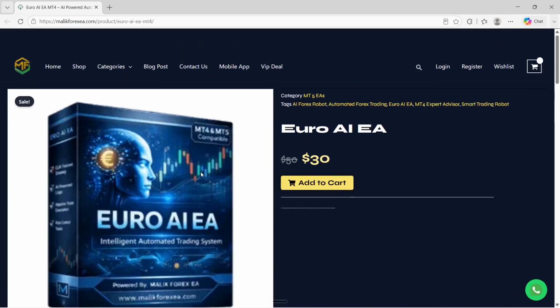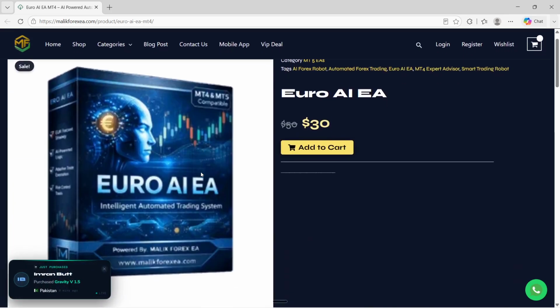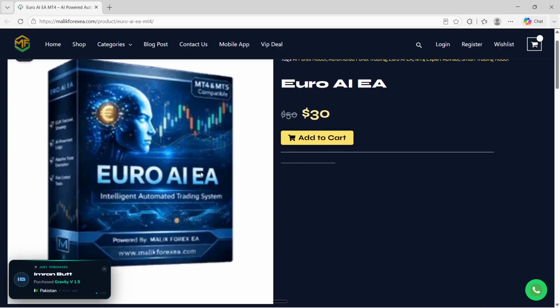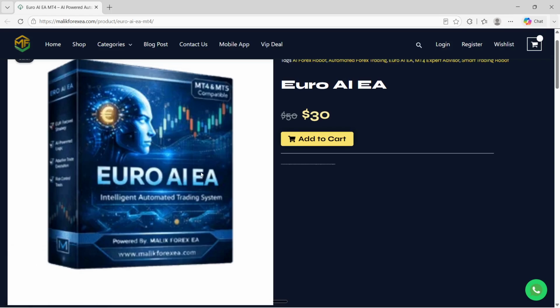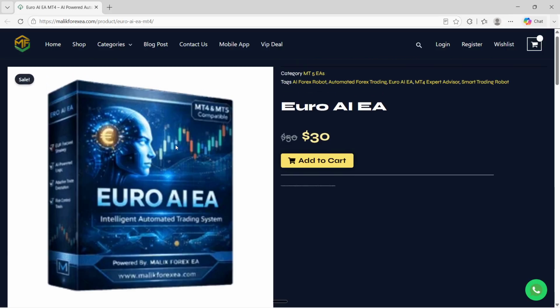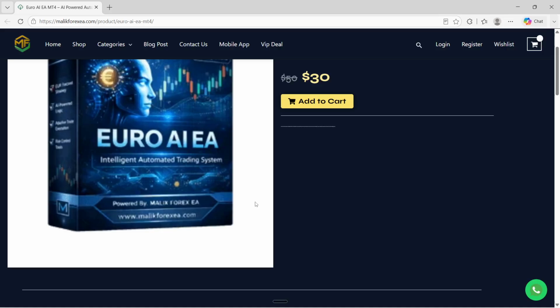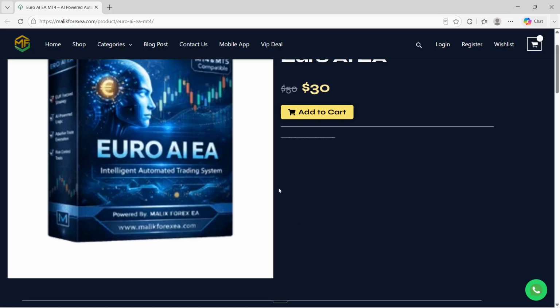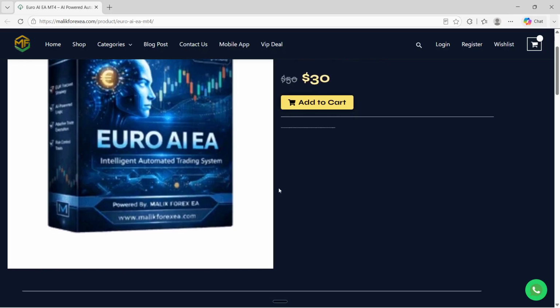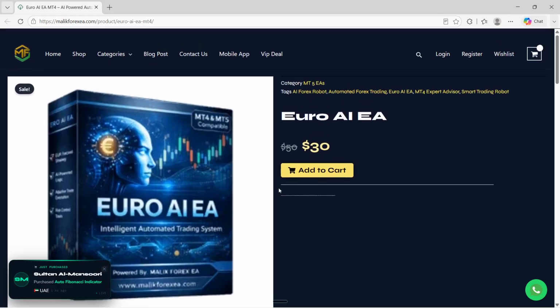So overall, as we've seen, the Euro AI EA is a focused, layered decision-making system that prioritizes alignment and risk control over frequent trading. I think the EA has potential for traders who match its selective style, but realistic expectations and extensive demo testing are essential. And always remember to trade with money you can afford to lose.